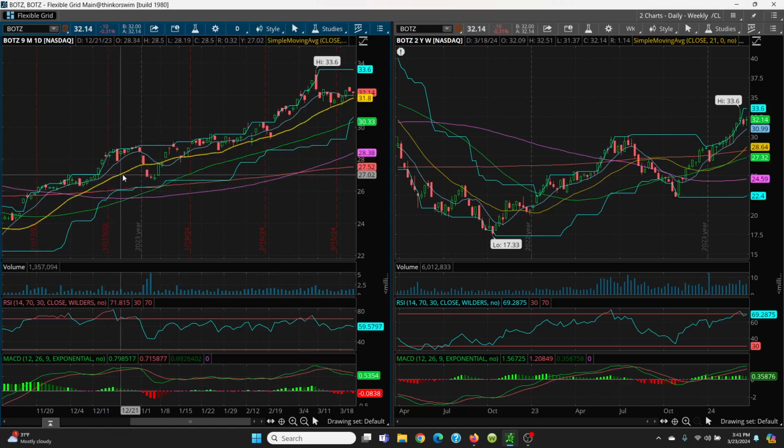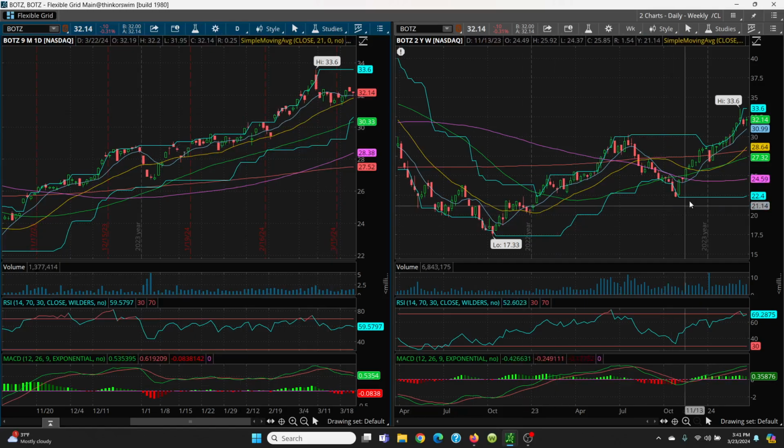But the whole thing is based on this: as long as this 21-day is looking good, you're in really, really good shape here. Same way on your weekly, this is still very, very bullish.